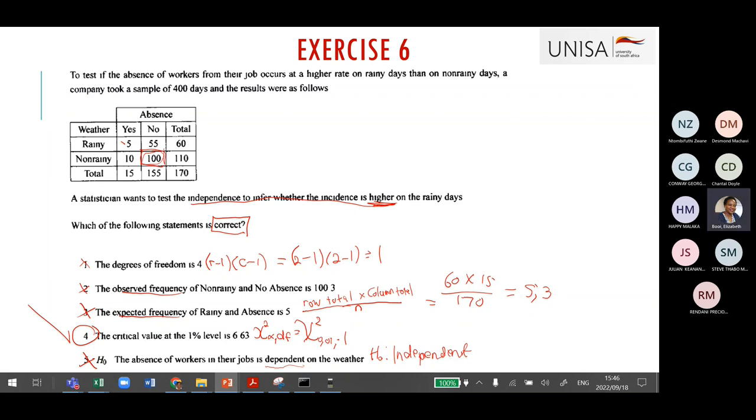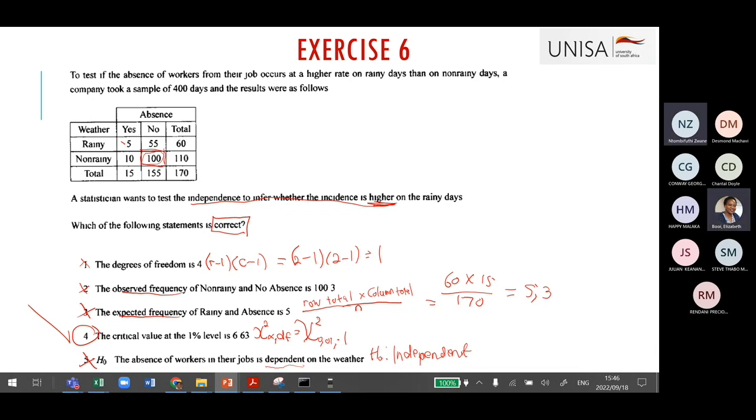It's the value you see on the table. Oh, the 100. Is it the 100? It's 100, yes. And there they told you that the observed value is 100.3. But we know that, okay, it's just 100.